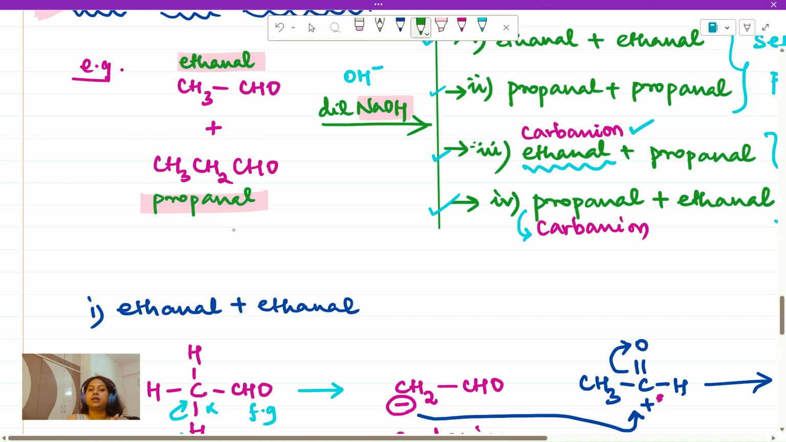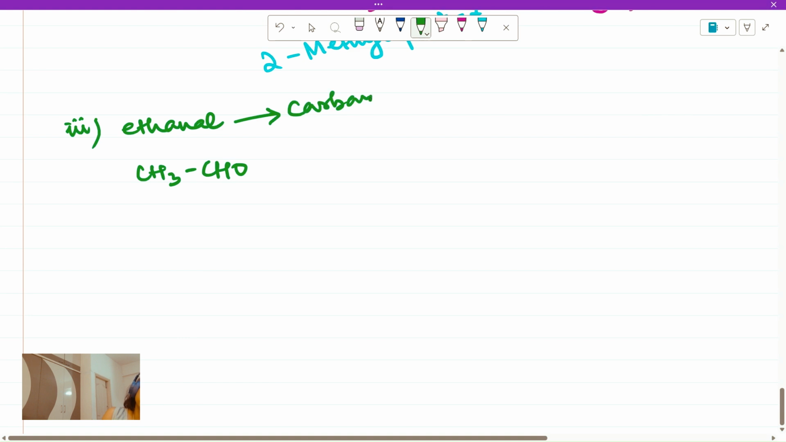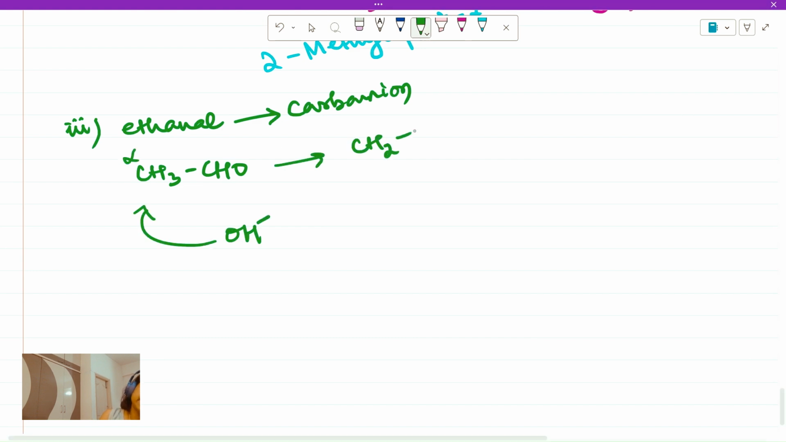Okay. So we'll just look at one of the crossed aldol products, ethanal plus propanal, where ethanal works like a carbanion. Ethanal is CH3CHO. This will lose an alpha hydrogen: OH minus will act and take one alpha hydrogen. This is the alpha hydrogen. You'll get CH2CHO with a negative charge.